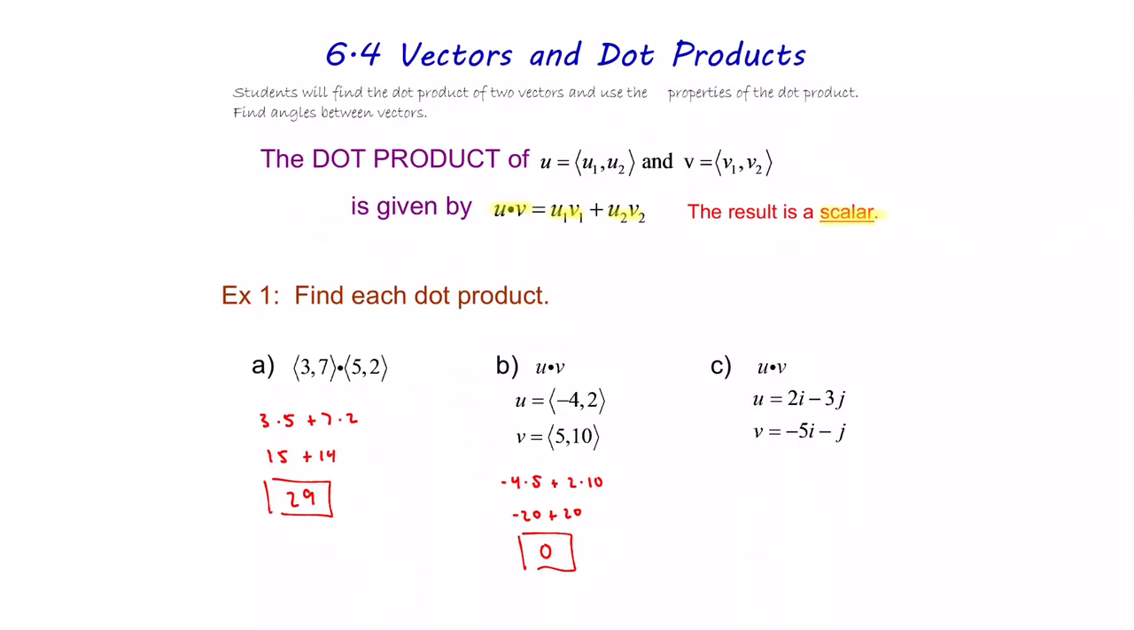And once again, scalar. And then on C, we're now going to use our linear combination that we learned in the last video. u is 2i minus 3j. v is equal to negative 5i minus j. So if we do the dot product, it's going to be 2 times negative 5, so those first components again, plus negative 3 times negative 1. So it'll be negative 10 plus positive 3, which will equal negative 7. So you can see our answers can be positive, negative, or 0 with the dot product.